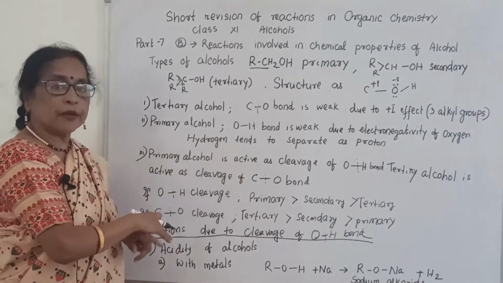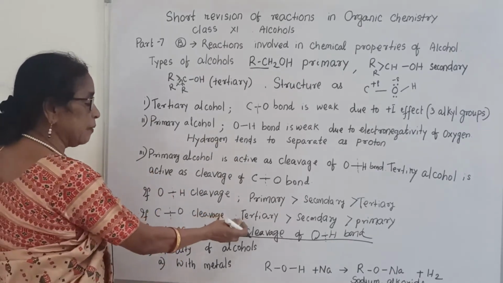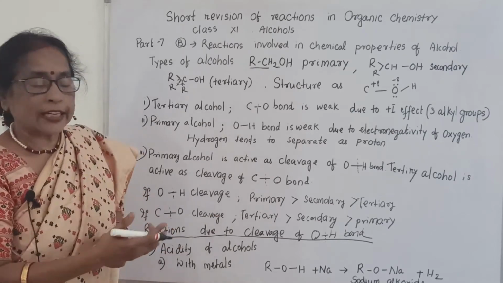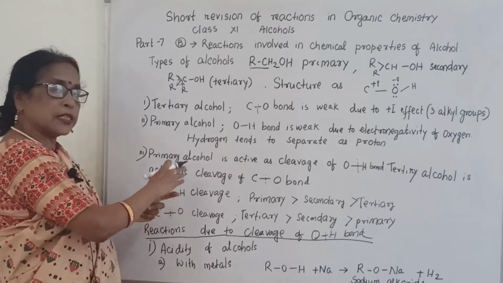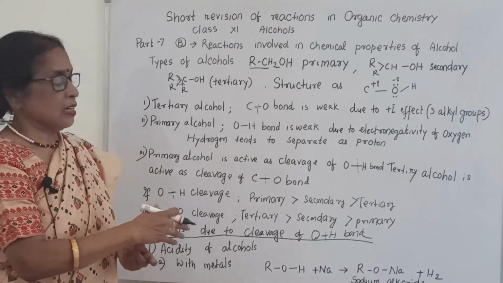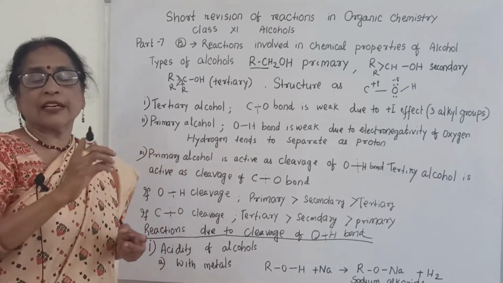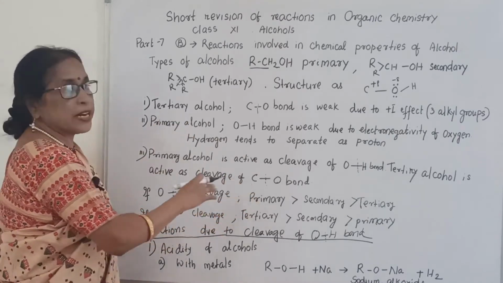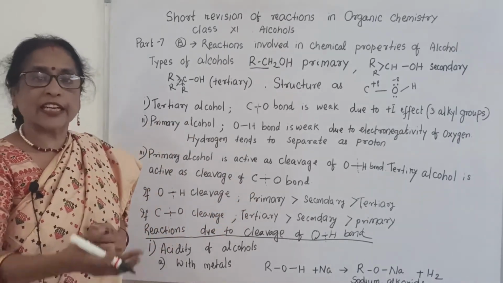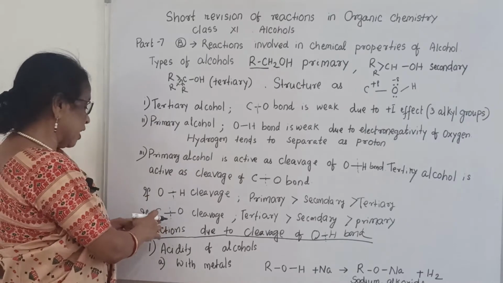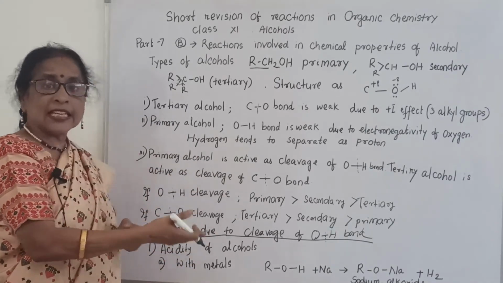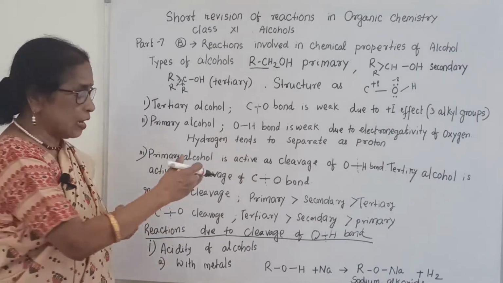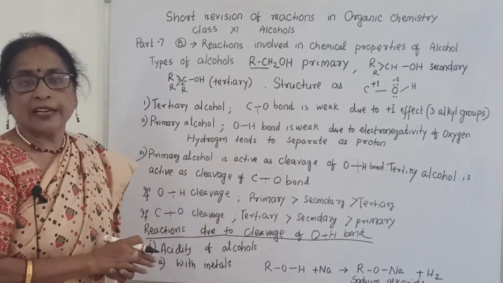If the CO bond cleaves, then which one is active? Tertiary is more active than secondary, which is more active than primary. That means if the OH bond breaks, primary is more active than secondary than tertiary. Similarly, when the CO bond cleaves, tertiary is more active. That is why the reactions are different.